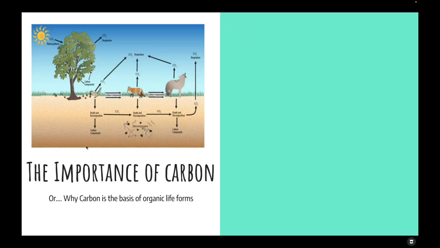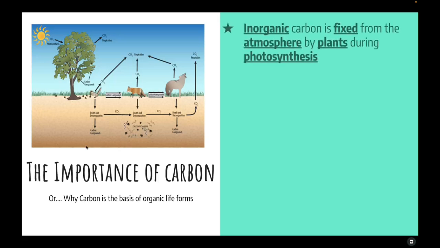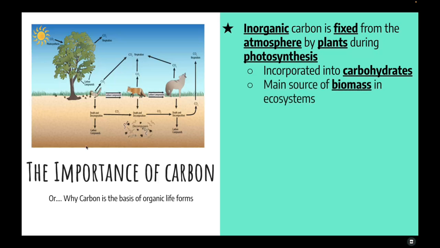So why is carbon important? We can talk about the geochemical cycles. Carbon is the basis of organic life forms, right? Inorganic carbon is fixed from the atmosphere by plants during photosynthesis. So it's incorporated into the carbohydrates of the plants. That's how it's stored. And they're the main source of biomass in ecosystems. All right.